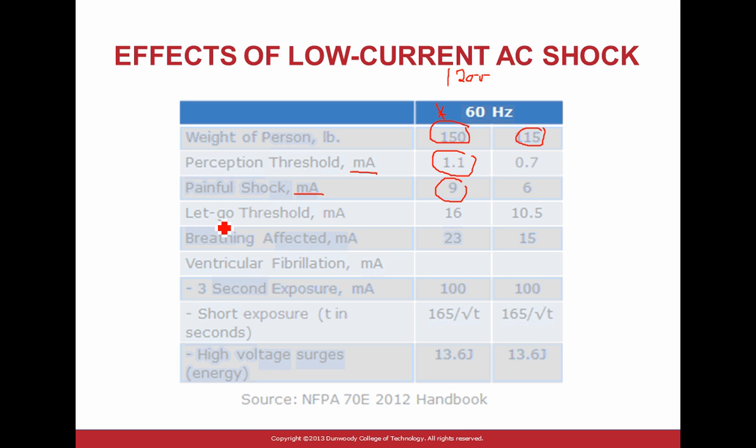And then we have let go threshold. So now you freeze your muscles, and the problem is when you freeze your muscle, you can't let go. Now you sit there being cooked. Like 16 milliamps, I remind you, milliamps. And breathing affected. So you can see all these. And then for 3 seconds, you can send you to the second life. You will stop your heart here.